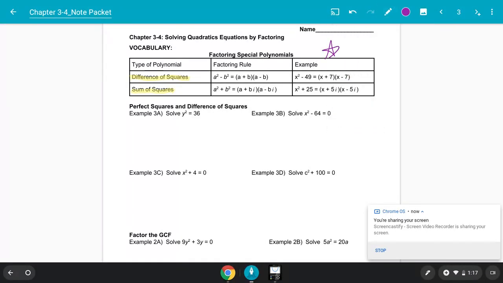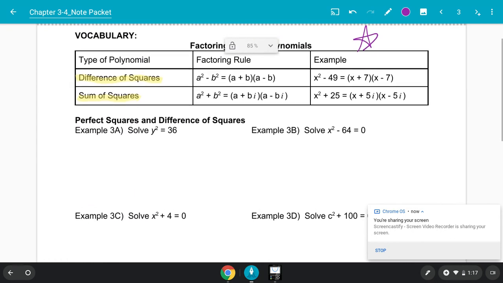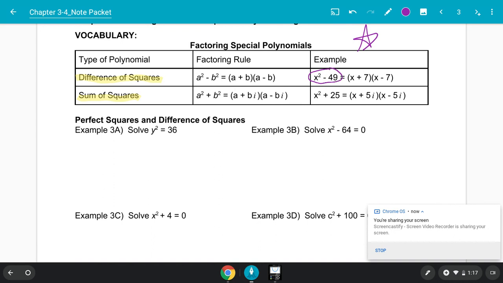I'd like to start in the example column. I think it makes a little more sense to begin there. So if we look at this expression, x squared minus 49, what we can do is factor it into x plus 7 and x minus 7. What you might notice is that we are missing an x term. So it's like having a 0x minus 49.